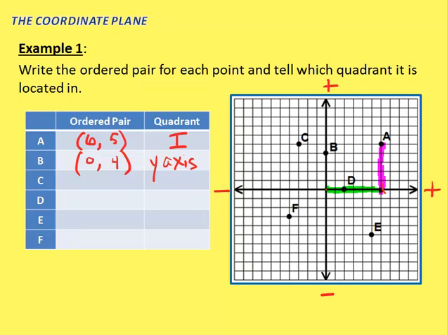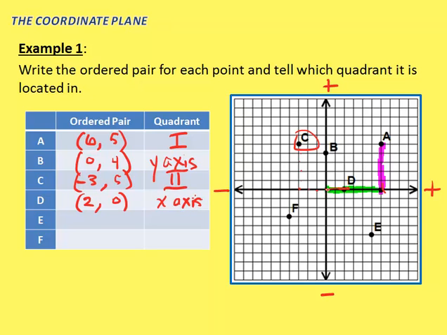Alright, so C is 1, 2, 3 spaces to the left, so I went negative, so it's -3. And then I'm going to go up 1, 2, 3, 4, 5, so it's +5 since it's up from the origin. C is in the top left quadrant, so that's quadrant II. All right, D, I moved 2 spaces to the right from the origin, so it's +2. And I don't move up or down at all, so it's 0. And that's not in a quadrant, that's on the x-axis.